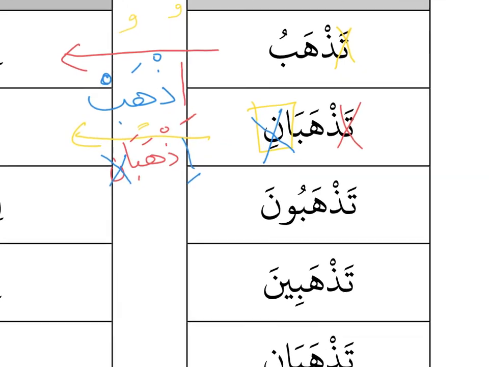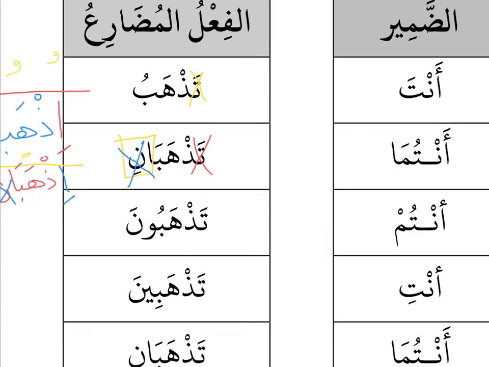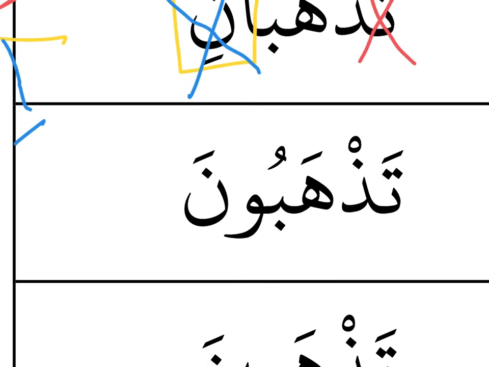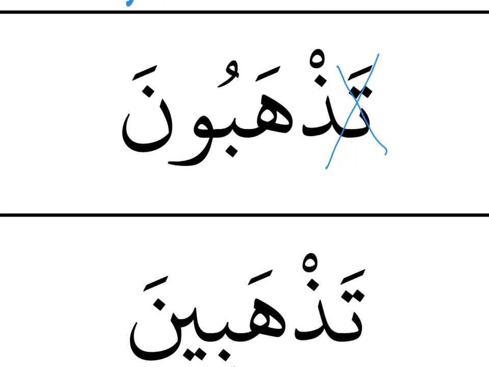Now, for the damir antum. The fi'l mudari' for antum is tadhabun. So what do you do? As we have seen earlier, first, you remove the ta, because this is the letter of mudari' and we do not need this in the amr.